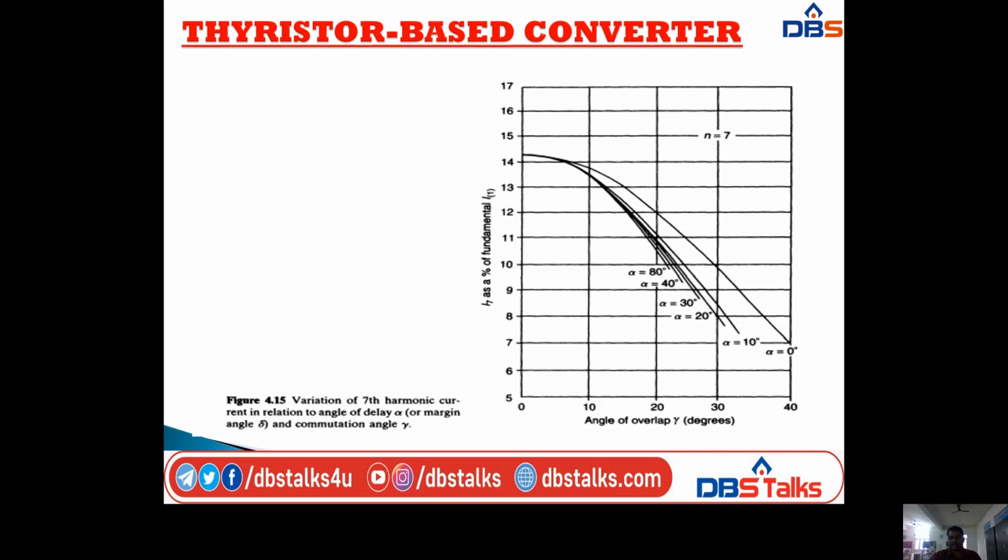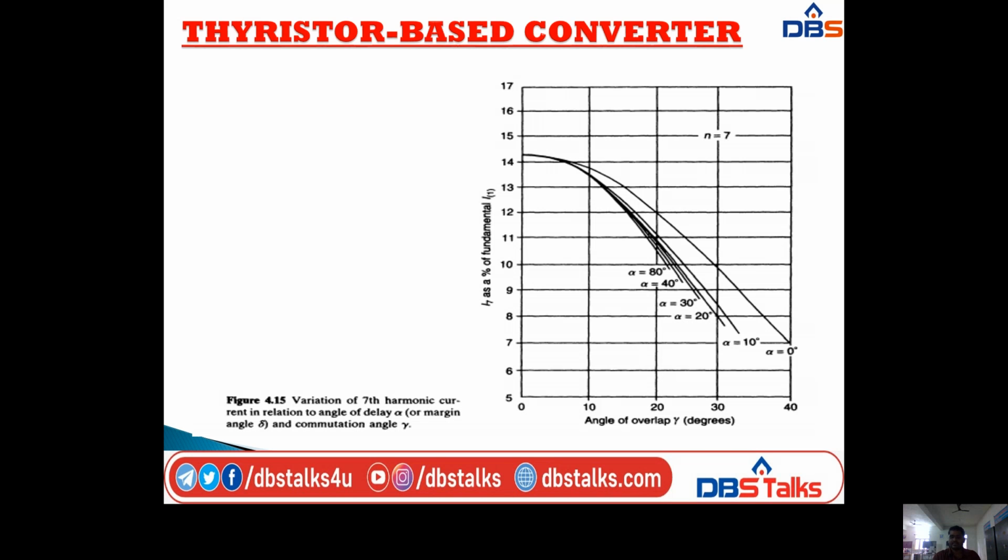Next, this diagram gives the variation of seventh harmonic current. The previous diagram showed the variation of fifth harmonic current in relation to the angle of delay and commutation angle gamma. Here I am taking the variation of seventh harmonic current in relation to angle of delay alpha and commutation angle gamma. On the x-axis I am taking the angle of overlap gamma in degrees from 0 to 40, and the current as a percentage of the fundamental current, from 0 to 17%. Here the order of the harmonic is 7, that is n is equal to 7.